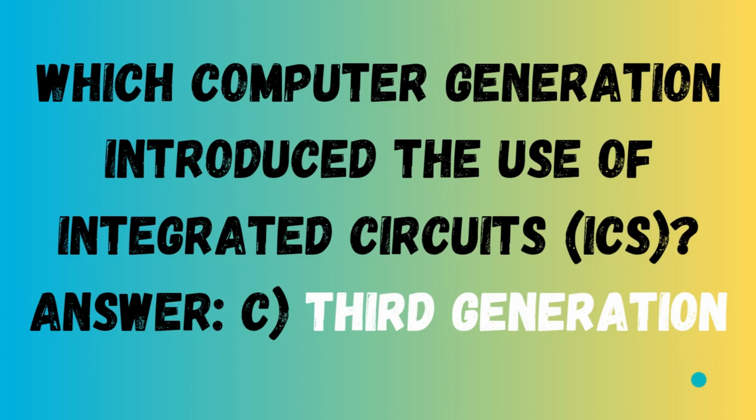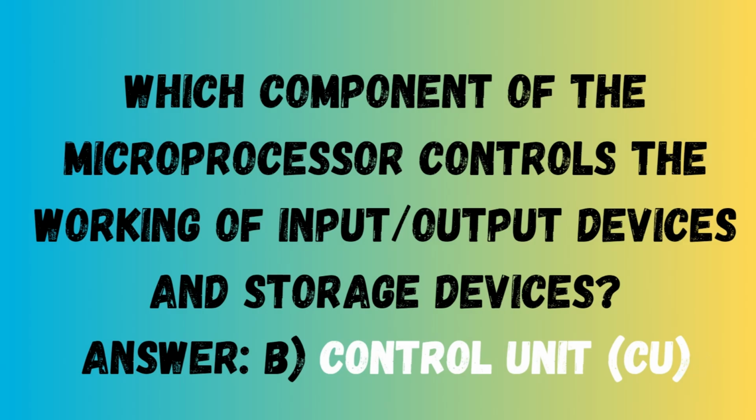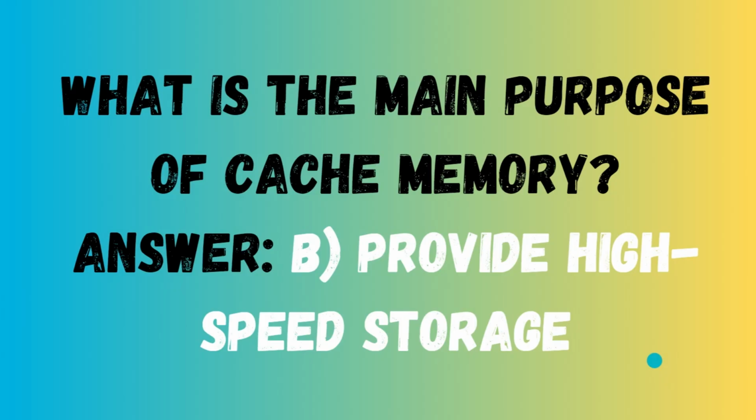Third generation. Which of the following is an example of a natural system? Human body. Which component of the microprocessor controls the working of input and output devices and storage devices? Control unit, CU. Which type of memory retains data even when the computer is turned off? ROM. What is the main purpose of cache memory?